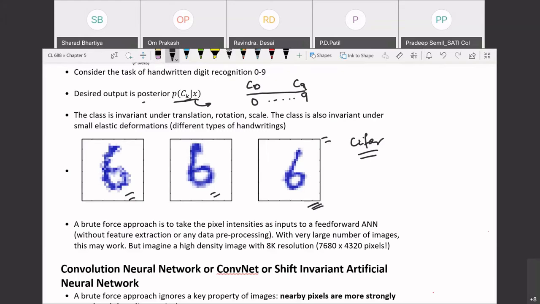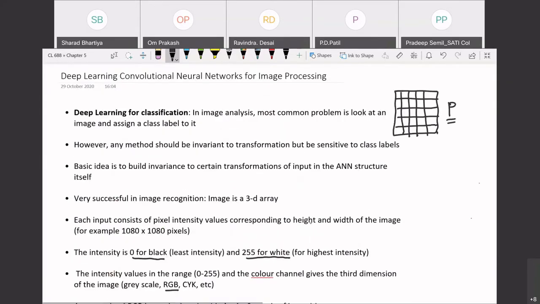Now, you could say, I've already learned feed-forward neural networks, and I can just convert this 3D array, vectorize it, so I can make it into one long vector. Then put one feed-forward, backpropagation neural network and get that classification done.